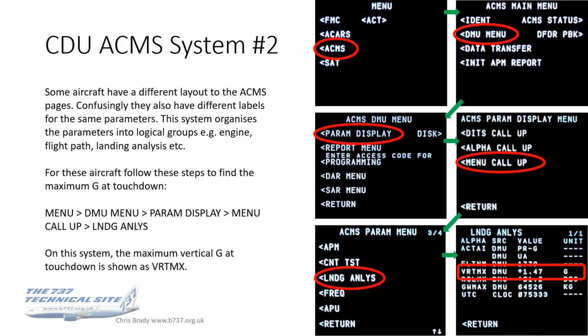I say it's very confusing because not only have they got different routes through, but the same label has got a different name. Why there are 2 systems, I don't know, but you would have thought they would have harmonised it. But anyway, that's what you've got.